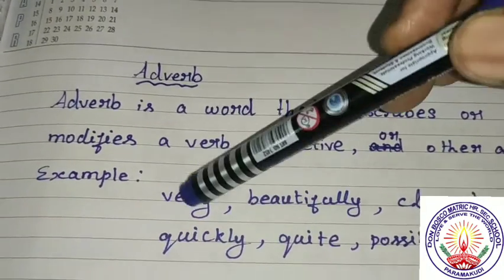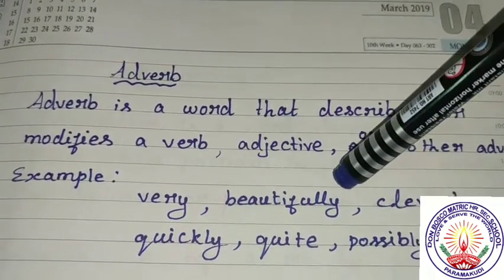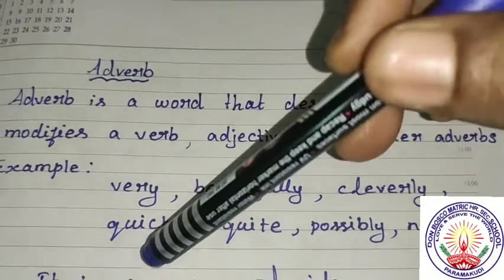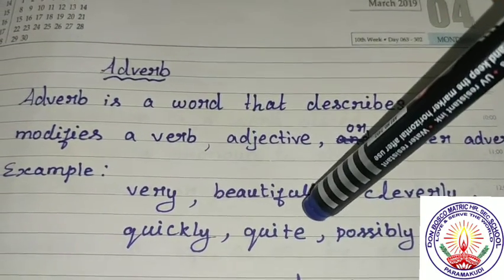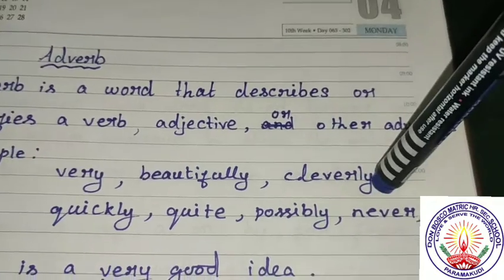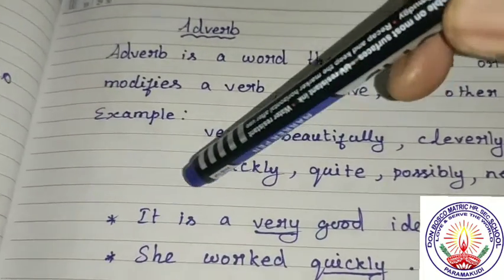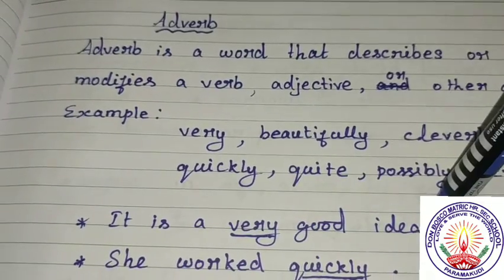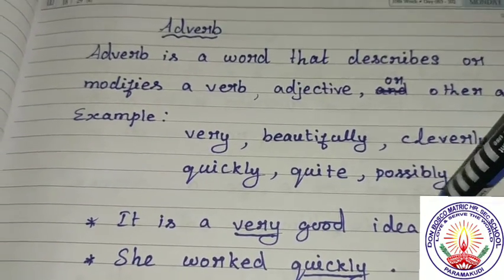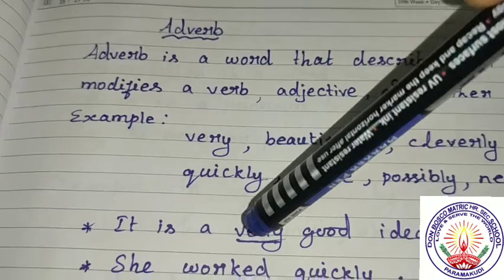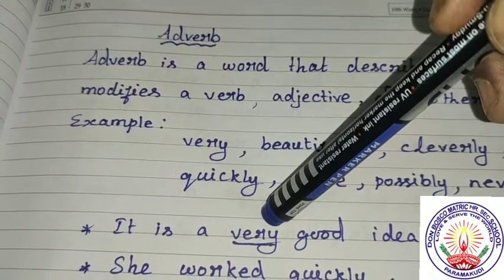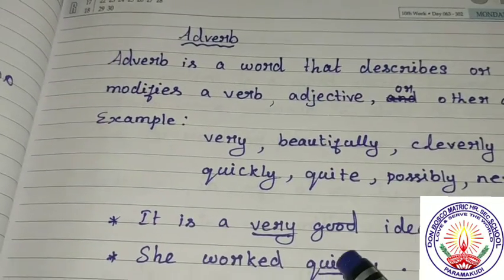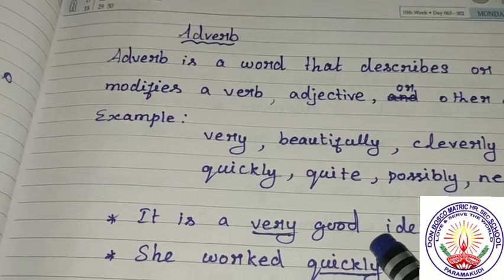For example: very, beautifully, cleverly, quickly, quite, possibly, never, often. So here are some example sentences. It is a very good idea. Here, the word very is an adverb. Because here which is the noun? Idea.